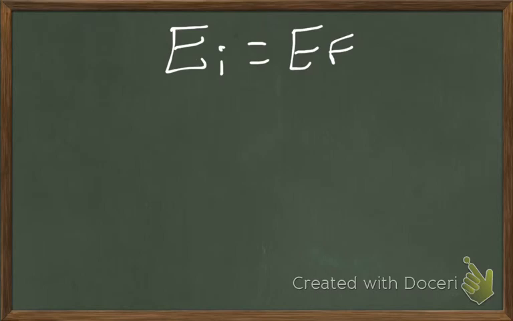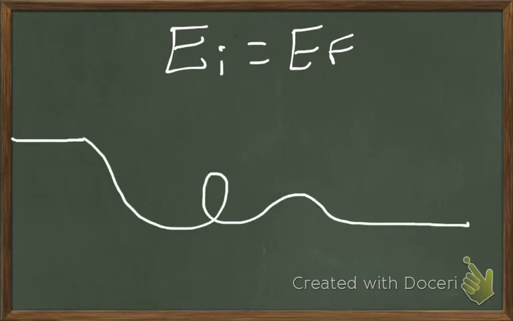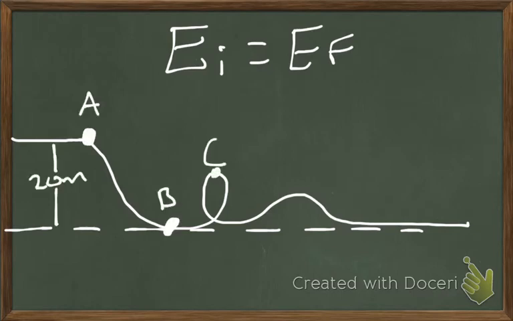So the initial energy equals the final energy. We're going to use an example of a roller coaster. So I've got a couple of points that I could talk about. I'm going to talk about points A and B, because you will see in some special cases this can make things incredibly simple.